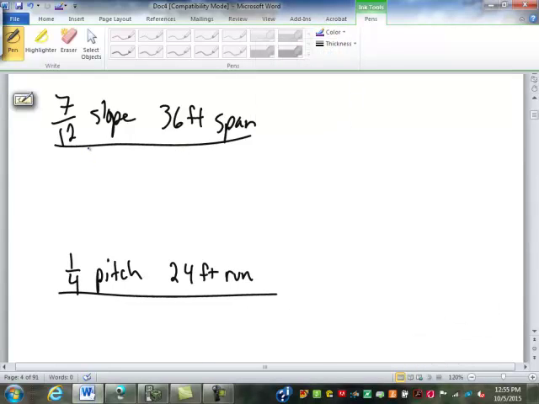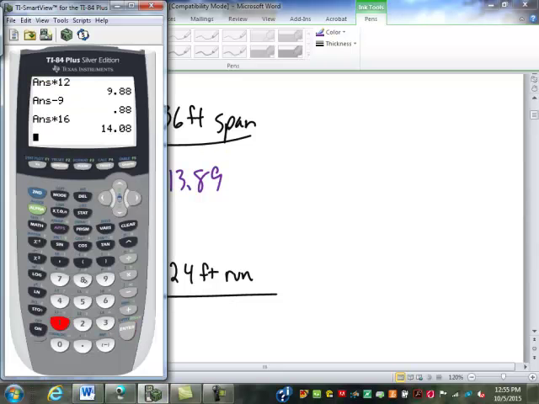For the first one, 7/12 slope, you look that up and you get what? 13.89. That's going to be multiplied by 36. No, multiplied by 18. Very good. So 18 times 13.89 is 250. So we go through the process. Divide by 12 to make it feet. It's going to be 20.83.